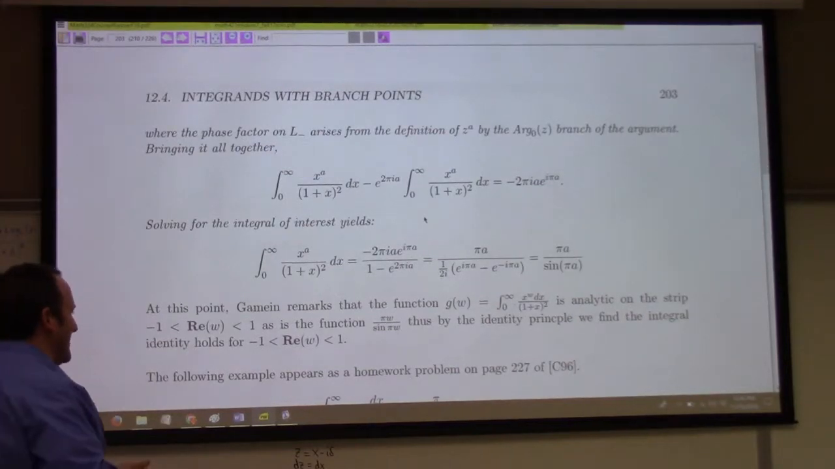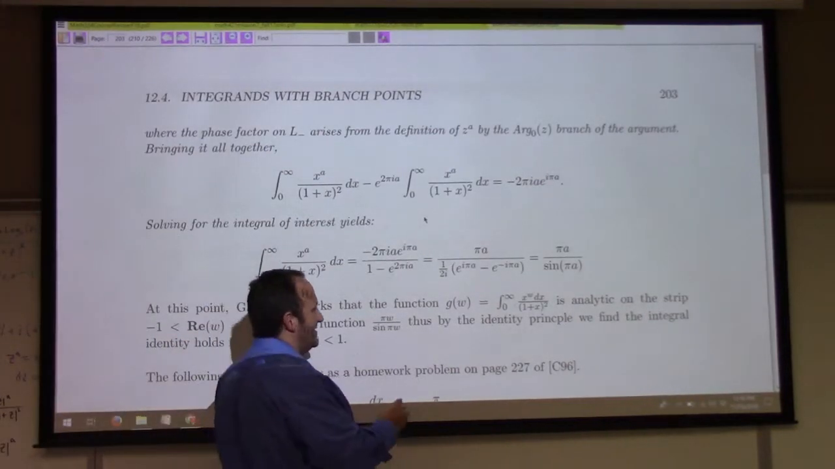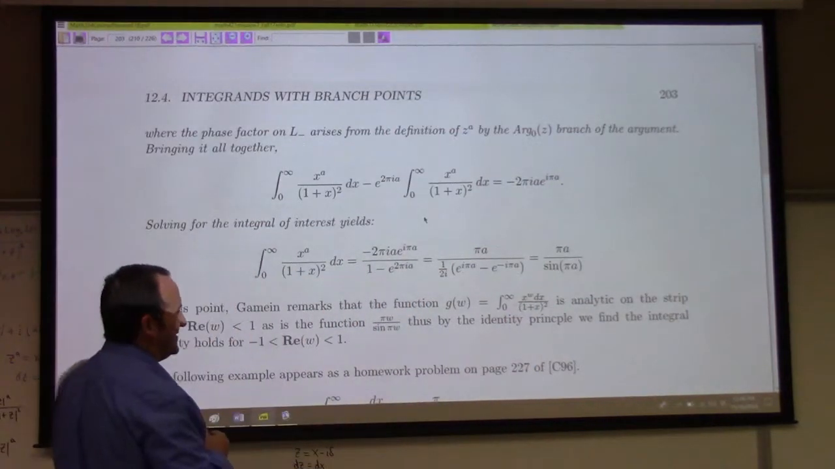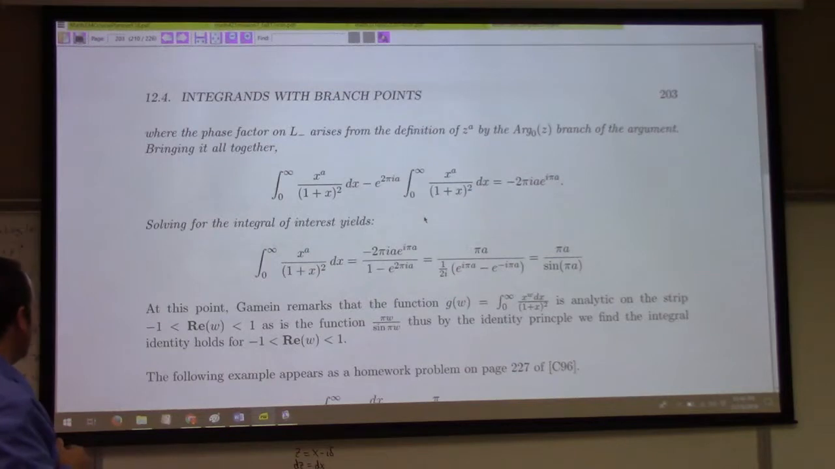So at this point, Gamelin remarks that the function g of w, equal to the integral from 0 to infinity of x to the w over 1 plus x squared dx, is analytic on the strip minus 1 less than the real part of w less than 1, as is the function pi w over sine pi w. Thus, by the identity principle, we find the integral identity holds.